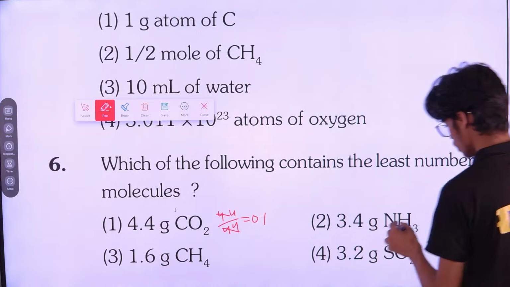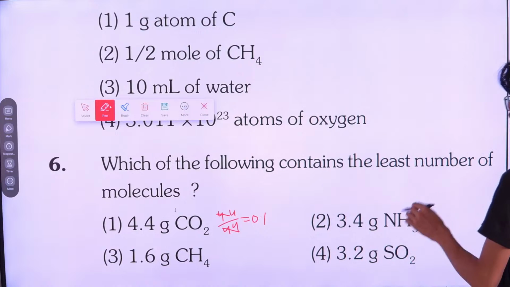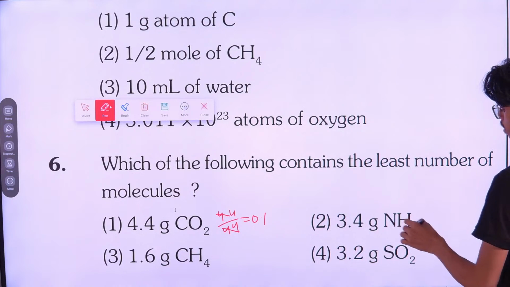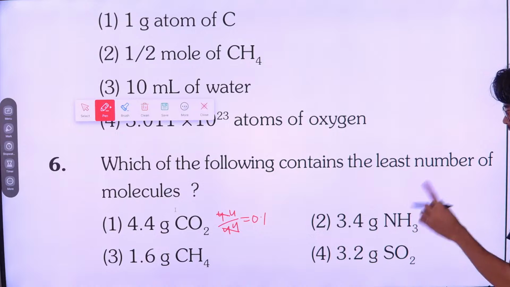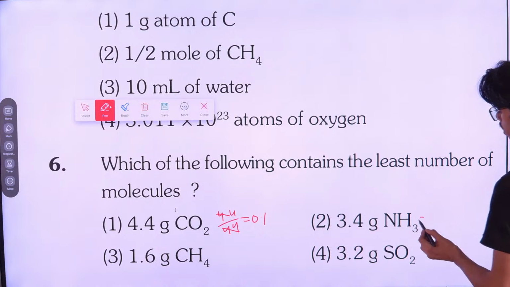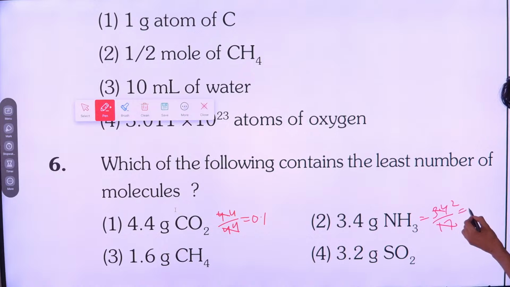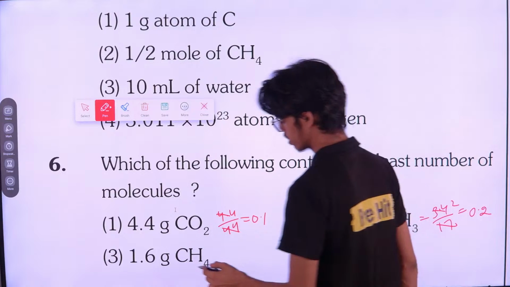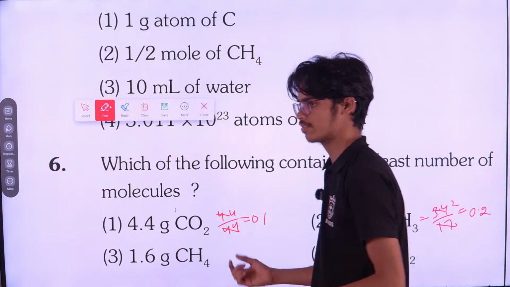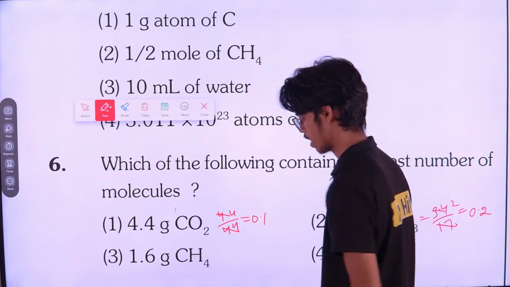What about ammonia? What is the mass of ammonia? 14, 15, 16, 17. 17 is the molar mass. So number of moles is equal to given mass upon molar mass. You cancel it by 2 and then divide by 10, that is 1 by 5, which is 0.2. Now again, 1.6 gram of methane. Methane is itself 16 gram, so 1.6 gram is how much?